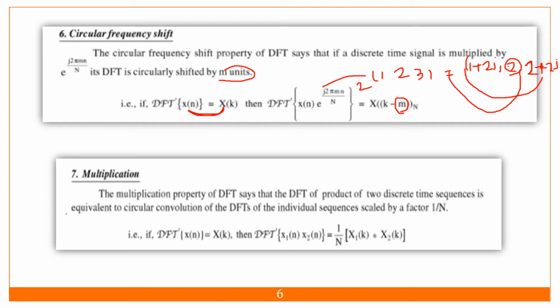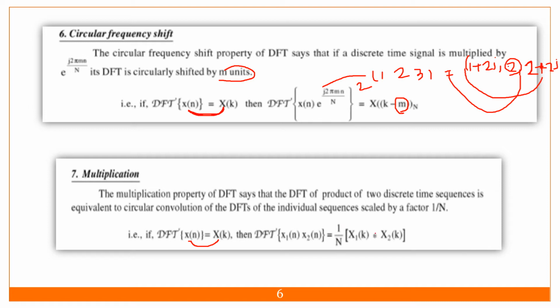Okay, so the multiplication property. Suppose I take the DFT of x of n, I will get x of k. Then if I multiply the two sequences, first and second, and take the DFT of that, in the frequency domain, what will happen? That is nothing but 1 by N, X1 of k.